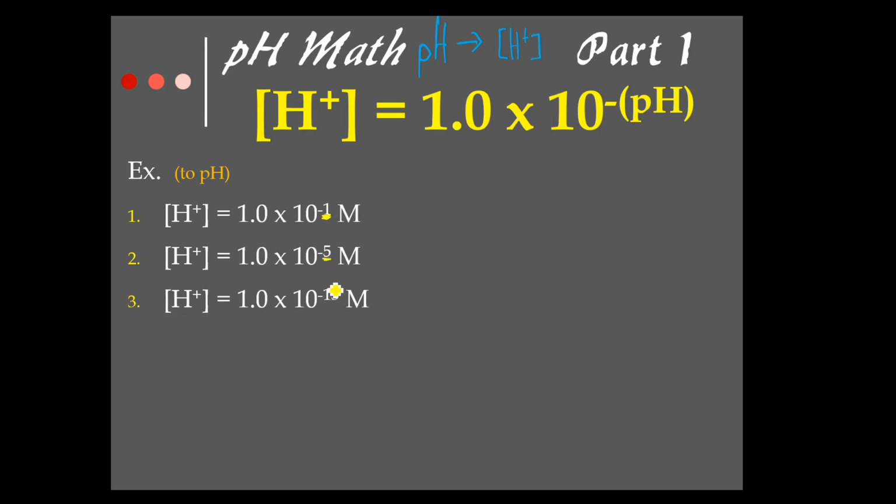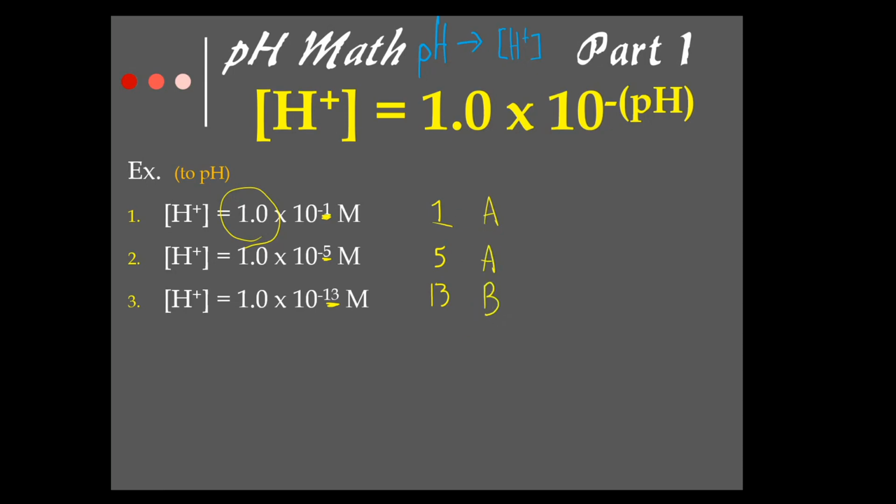This is the pH, that is the pH, and that is the pH. The reason is because it's at 1.0 times 10 to that power. So number 1, the pH is a 1. Number 2, the pH is a 5. Number 3, the pH is a 13, because those are the numbers there, and it is 1.0 times 10 to that number. Now, if the pH is a 1, we have an acid. pH of 5, we have an acid. pH of 13, we have a base.